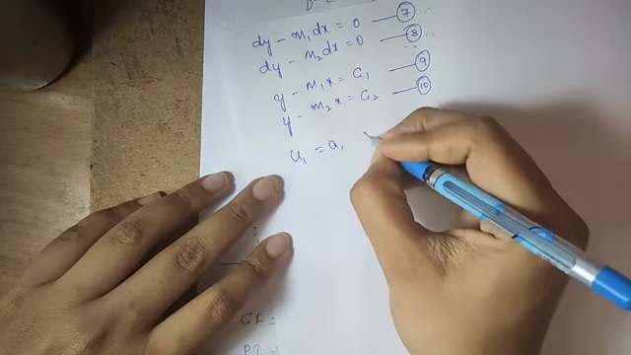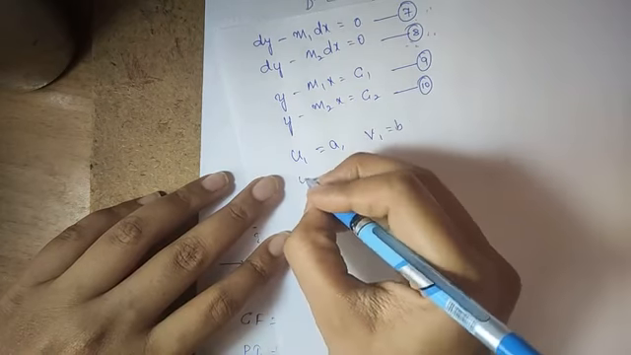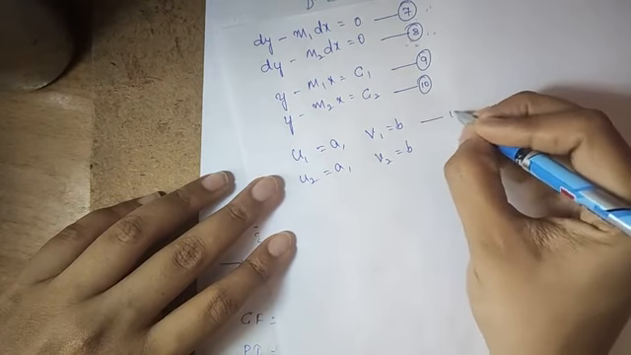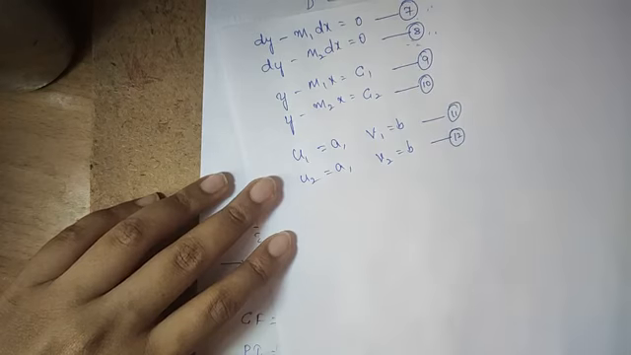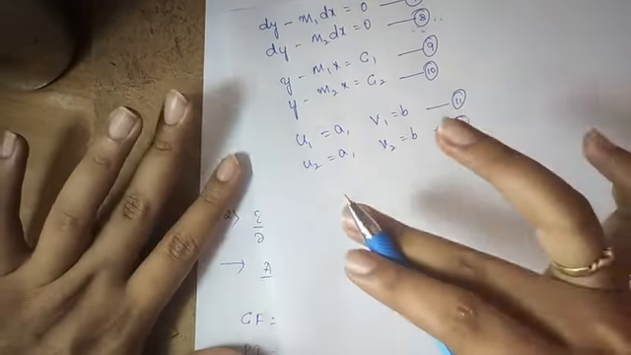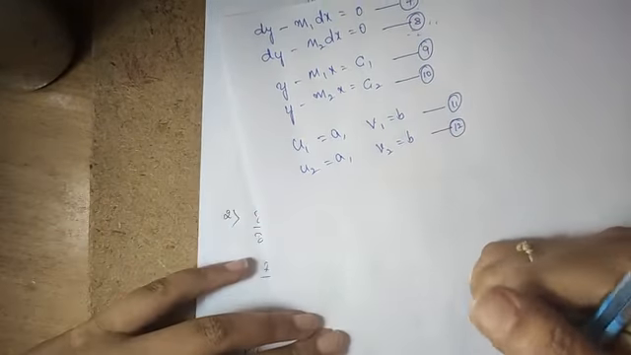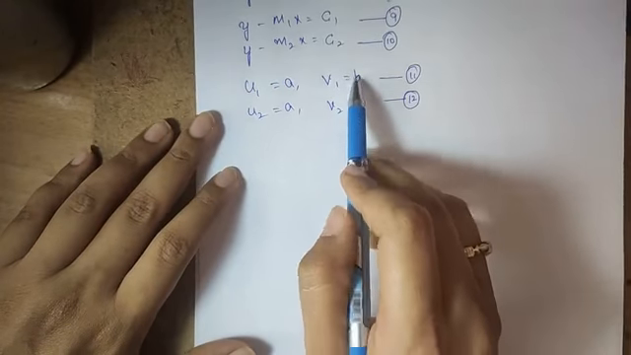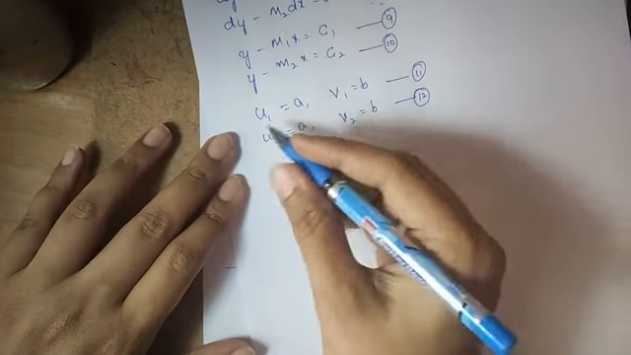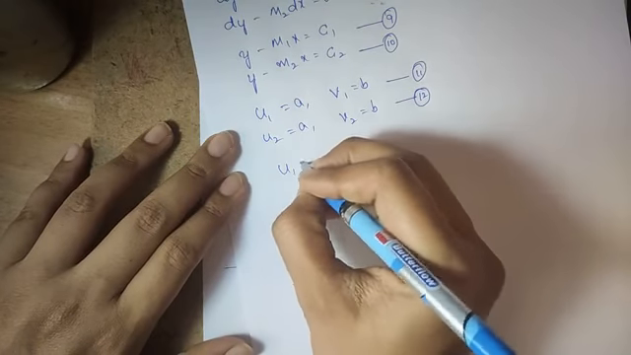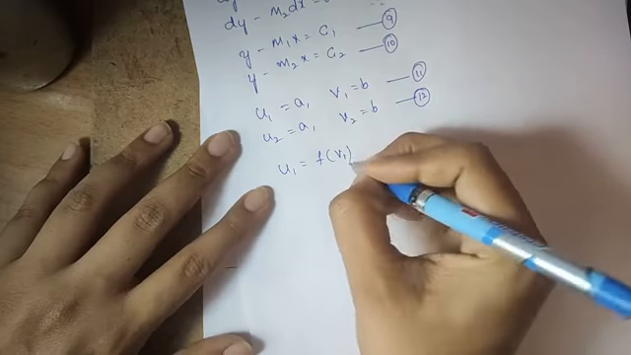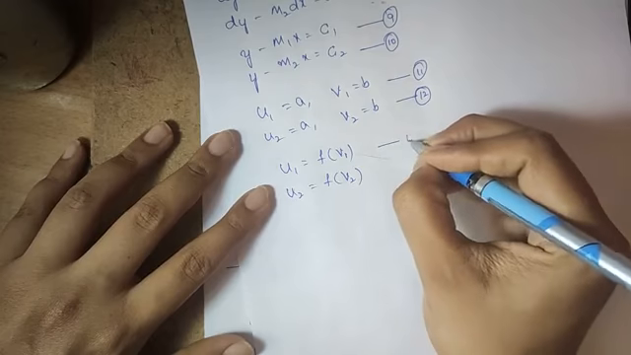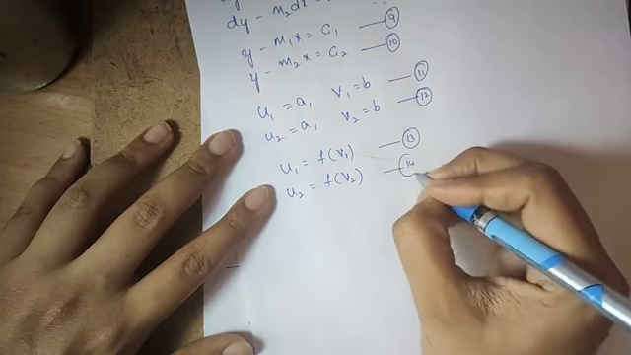If you integrate that, you will get the solution as u1 is equal to a, v1 is equal to b, u2 is equal to a, v2 is equal to b. This is equation number 11, this is equation number 12. Again I am telling you, you will understand this more deeply when you solve the problems. So from equations 11 and 12, I can write the relation as u1 is equal to f of v1 and u2 is equal to f of v2. This is 13, this is 14.